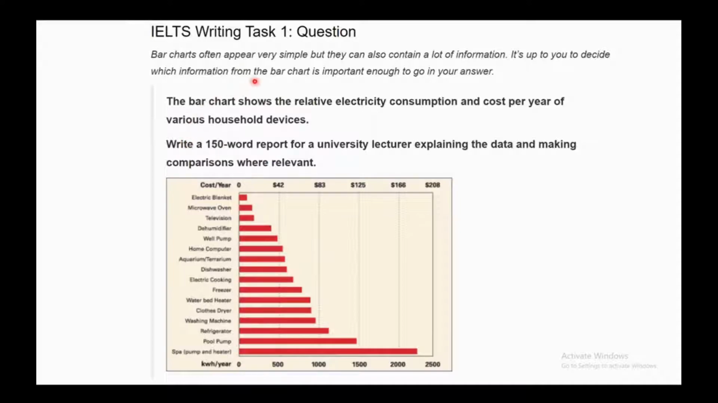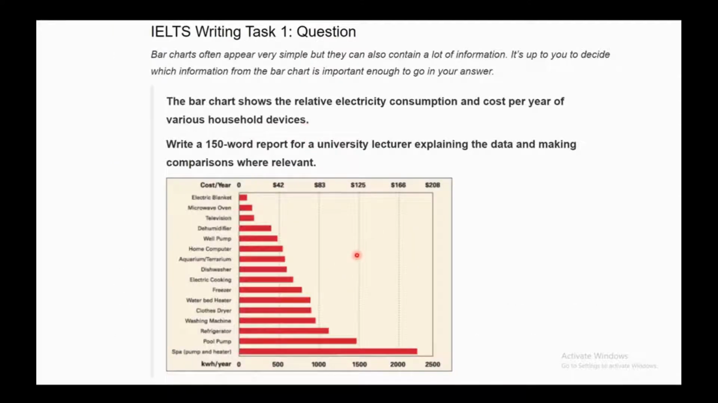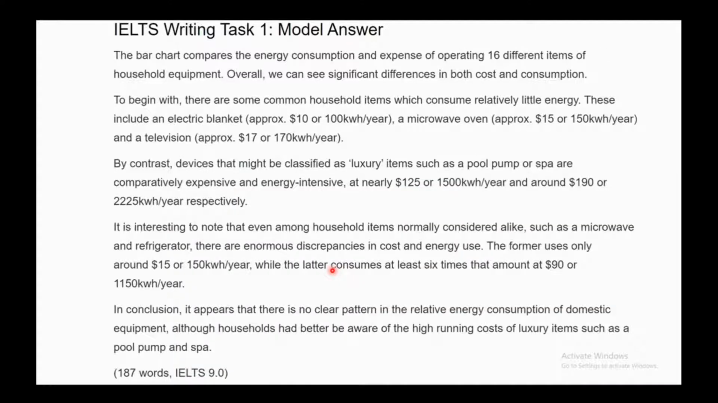Here is another example of writing task 1. This is the graph and these are the instructions given about this graph. You have to write 150 words, and here is the model answer. You can read the model answer and then go back and see the question and then come back again and read the answer to see what is missing in your answer.